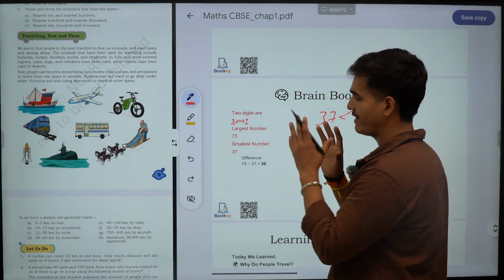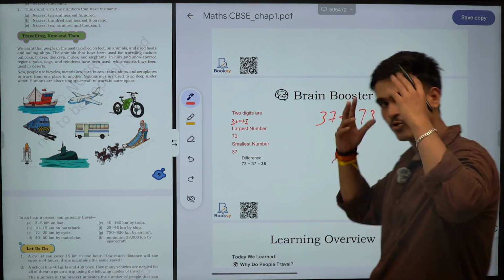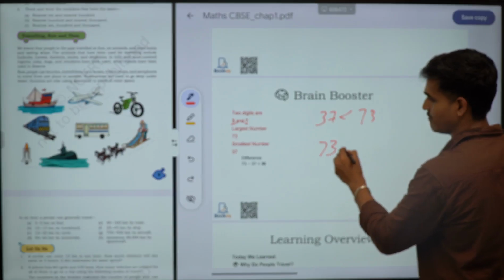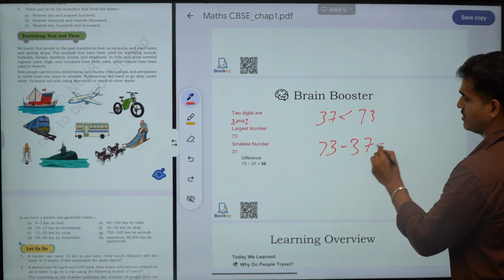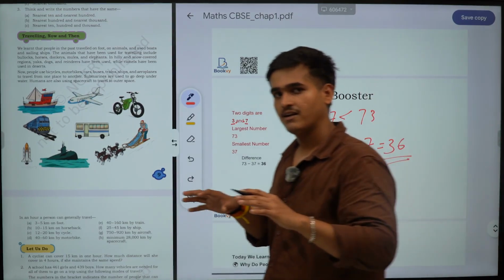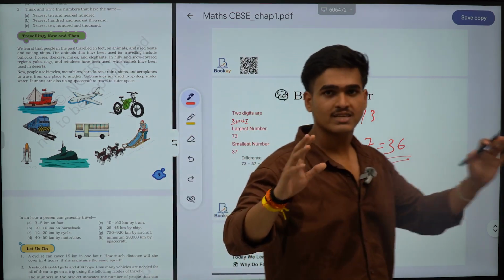I just have to find the difference. This is simple, alright guys? Don't make it too complicated. You have to just find the simple difference, that is 73 minus 37, which comes to 36. As simple as that. You don't have to think so much.